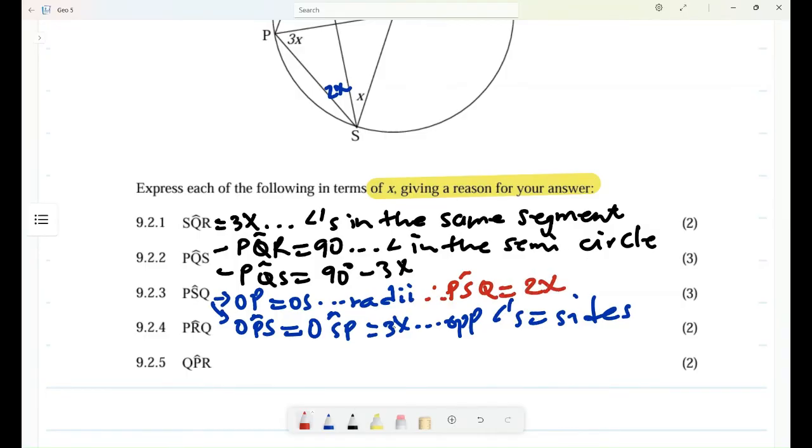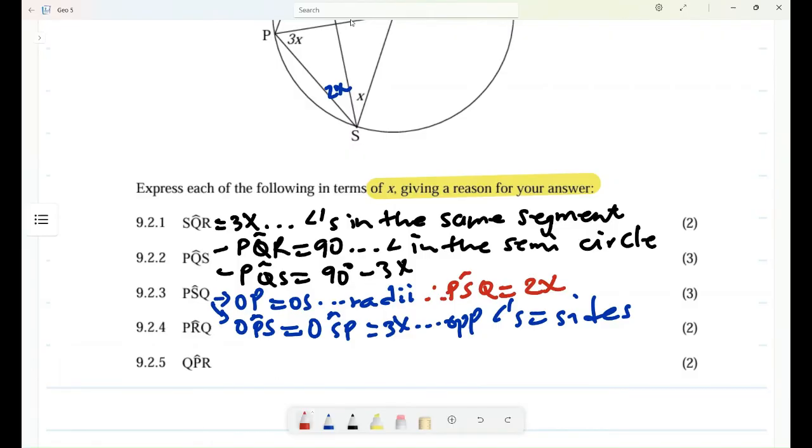3 marks. Easy 3 marks. Here, 3 marks: statement and reason. Answer, 2 marks, statement and reason. Let me not do a mess. That's us concluding here. Now, let's go for 9.2.4.